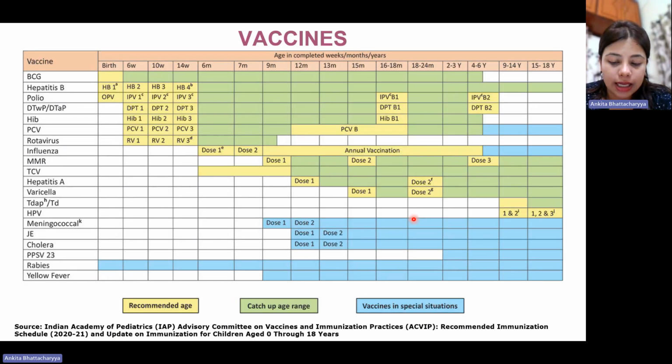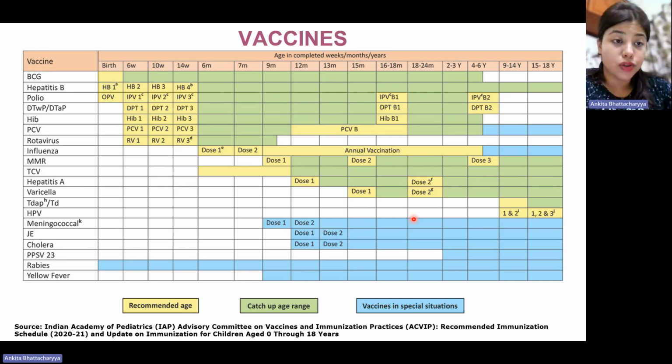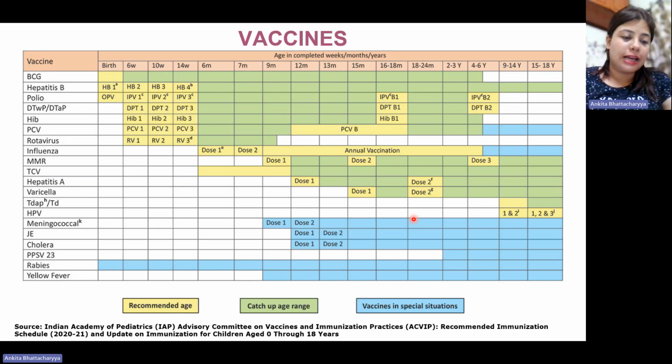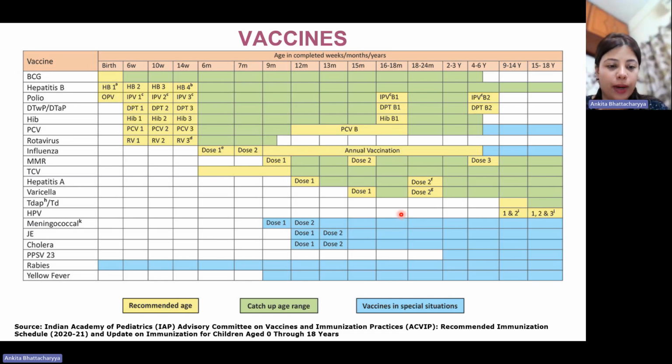Here, what you can see is a chart which shows you the necessary vaccinations as recommended by the Indian Academy of Pediatrics, which I was just mentioning a while back. This has been taken from the IAP, or Indian Academy of Pediatrics, official website, and they have an advisory committee on vaccines and immunization practices, and this shows you the recommended schedule as of 2020-2021 for children from 0 to 18 years of age. It has also been color coded. Again, you don't need to memorize this.